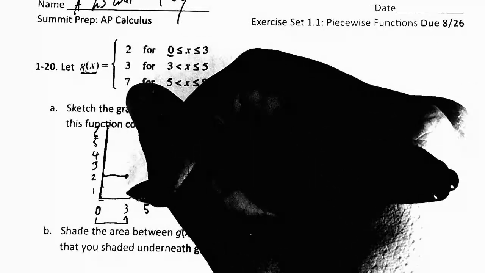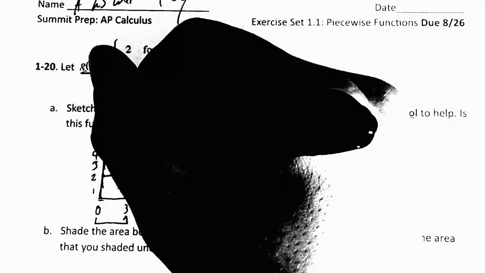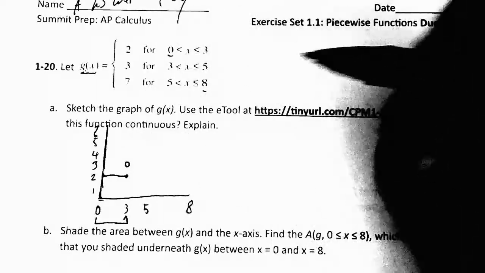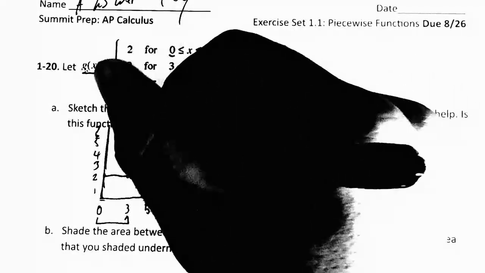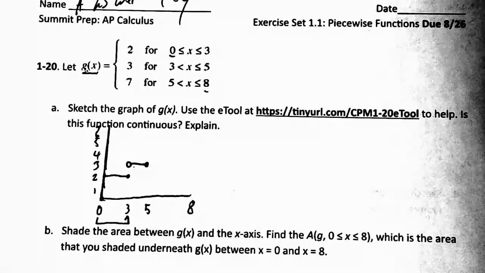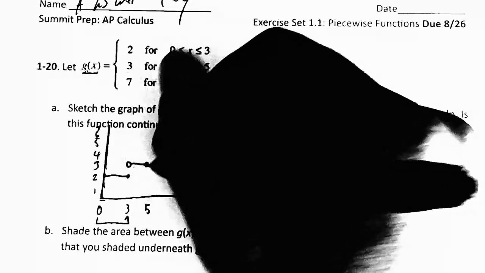Actually, important to note here that it's not greater than or equal to 3. It's just greater than 3. Meaning that at 3, we're actually going to put an open circle there because we're not including it. That greater than sign means we're not including it. But we are including 5. It is closed at 5. So we're going to close the hole there at 5. We're equaling 3 from 3 to 5.